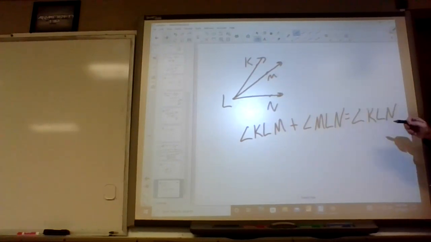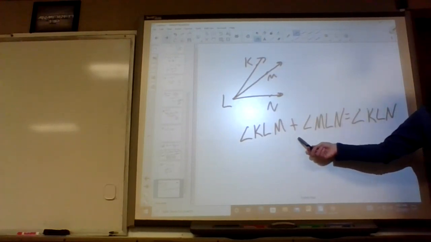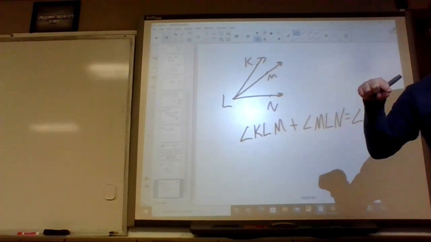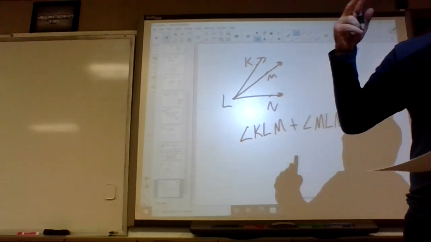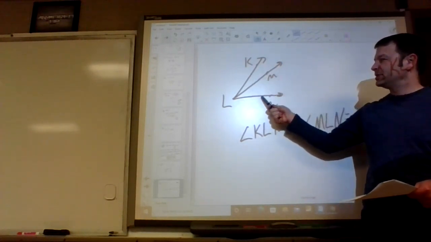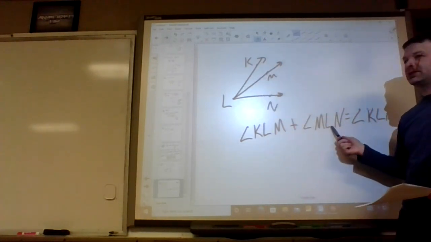How did he know to do that? He remembered, but what tipped him off that that's what we're supposed to write? It says angle addition postulate. Addition. So what adds up to what? These two little angles add up to the big angle. That's what we just said right there.